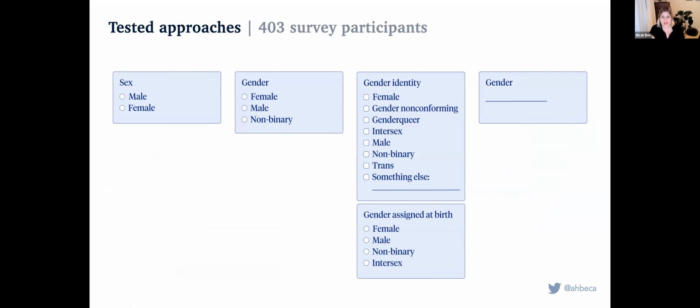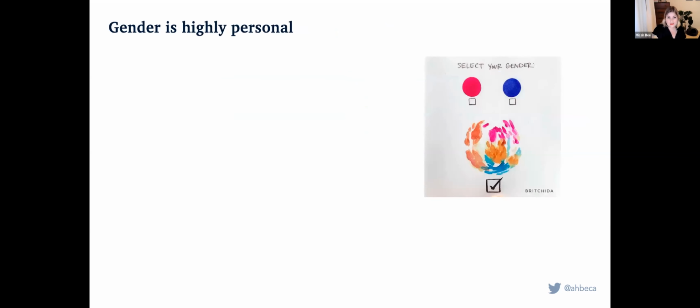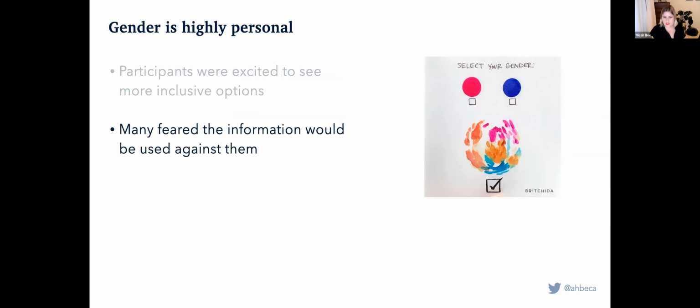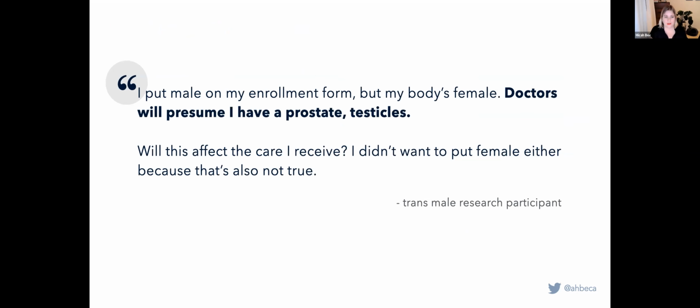To ensure we were providing the best user experience possible, we tested a variety of approaches with users. So on the left, the binary method; in the middle, gender including non-binary as an option; the 2-question method; and a blank field. What we found in our study was that gender is, shocker, highly personal. Participants were excited to see more inclusive options, but many feared that that information would be used against them.